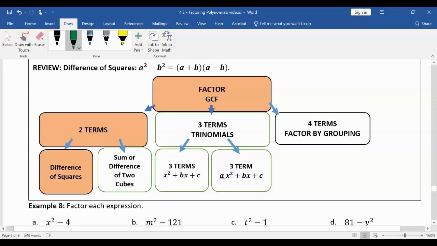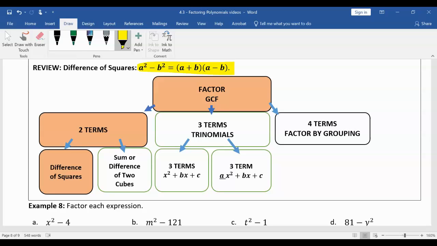Section 4.3, we continue with the difference of squares. To use the difference of squares, we begin by identifying if the expression contains two squared terms being subtracted. We then find the values for a and b, and we use the following factorization. A squared minus b squared equals a plus b times a minus b.